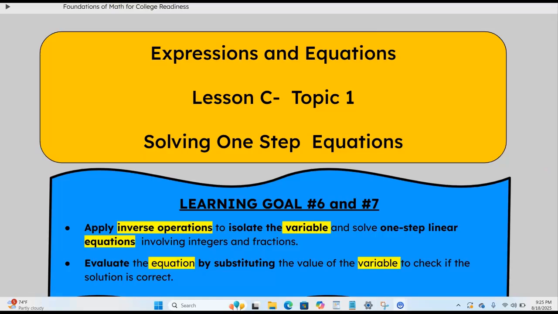Hi everyone, and welcome to Expressions and Equations Lesson C, Topic 1, Solving One-Step Equations. In this video, we are going to talk about learning goals 6 and 7. We will only talk about one-step equations of learning goal 6. However, we are still going to learn to apply inverse operations to isolate the variable and solve one-step linear equations involving integers and fractions. We will also learn to evaluate the equation by substituting the value of the variable to check if the solution is correct.